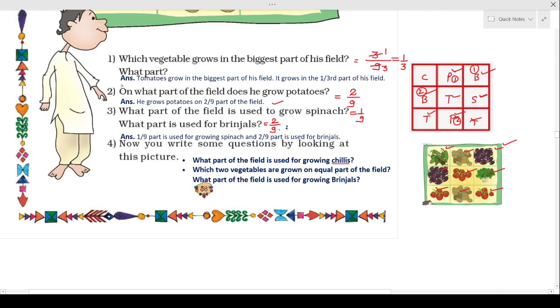Okay, next, now you write some questions by looking at this picture. So here, children, I have written some questions. What part of the field is used for growing chilies? What part of the field is used for growing brinjals? Okay, and which two vegetables are grown on an equal part of the field?